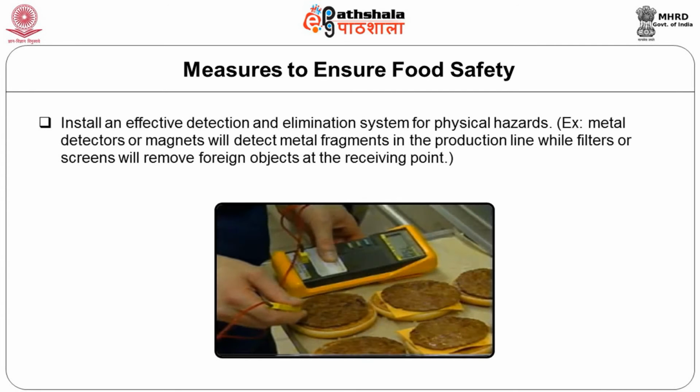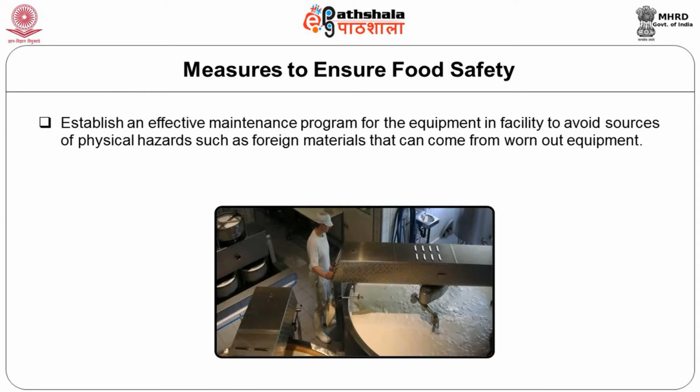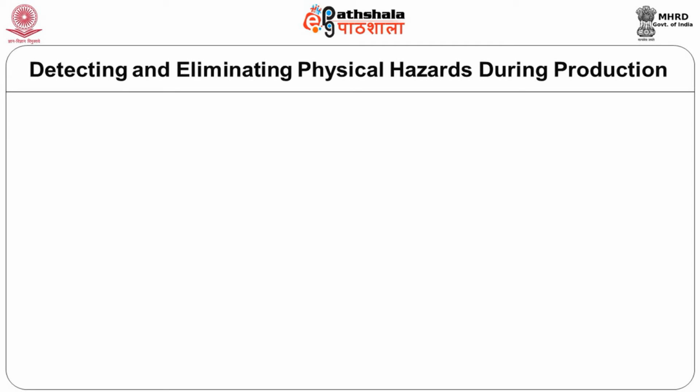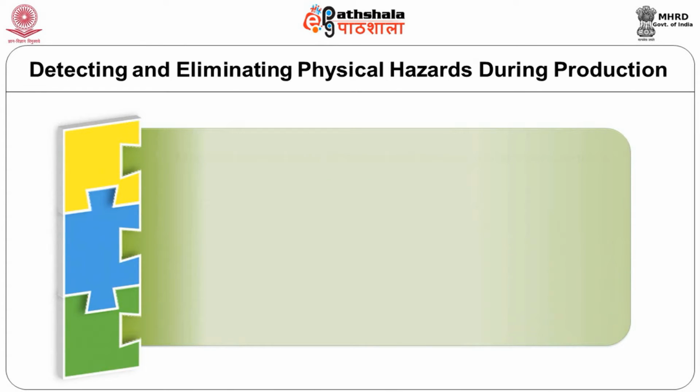Then installation of effective detection and elimination systems to avoid the physical hazards, namely the metal detectors or magnets that will detect the metal fragments in the production line, while the filters or the screens will remove the foreign objects at the receiving point. For all that, we must have an effective maintenance program for the equipments in the facility to avoid the sources of physical hazards such as foreign material that can come out from worn out or old equipments. Detecting and eliminating physical hazards during the production are dealt with by using several methods that are available to detect the foreign bodies on the food processing production line.